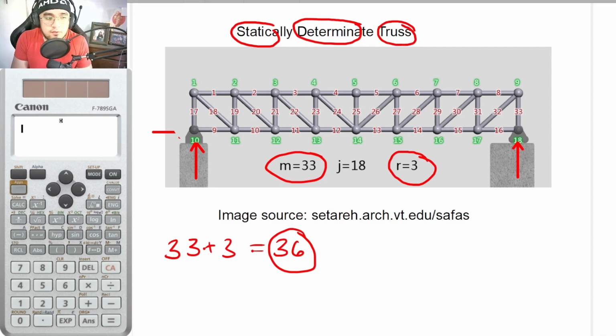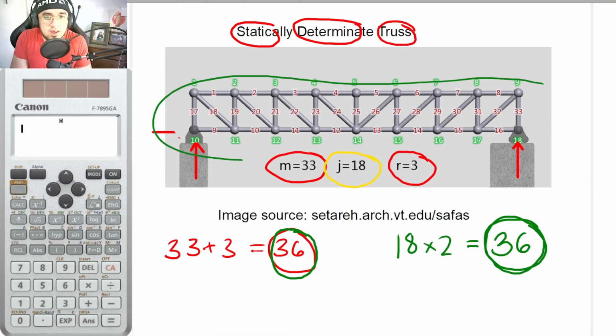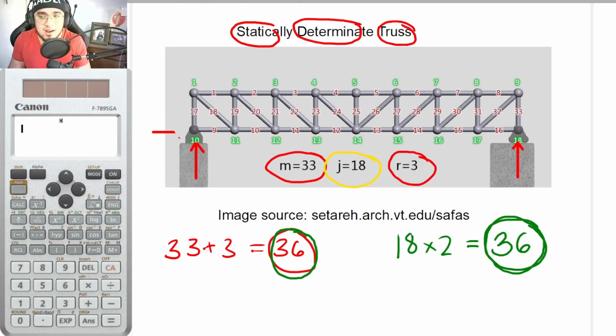So meaning if we have 18 joints in total and we can formulate two equations each, meaning that we can formulate 18 times 2, meaning that we can also formulate 36 equations. Since we have 36 unknowns and we also have 36 equations, we can say that this truss here is a statically determinate truss.